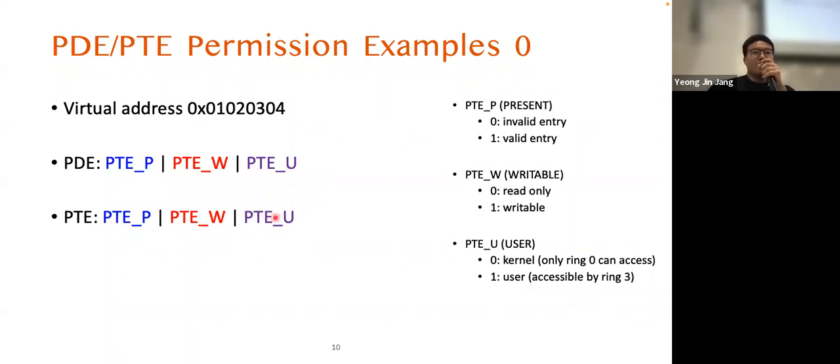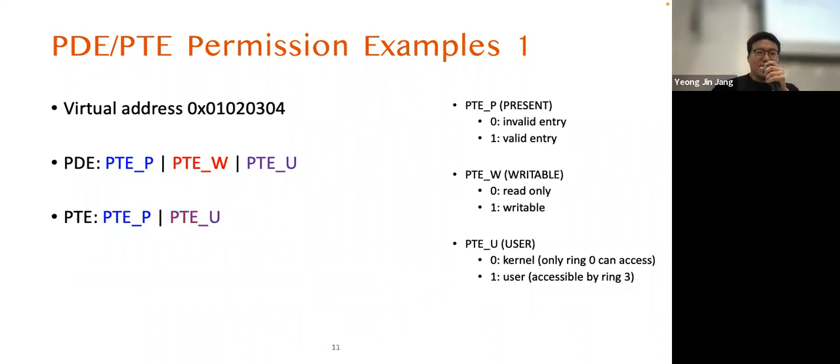Then the permission for this address is that this is a valid address because both page directory and table entries are valid. This memory is accessible by ring 3, the user application level, because the P, U flags are all there for the directory and table. And it's also writable because both entries allow writing to the memory page.